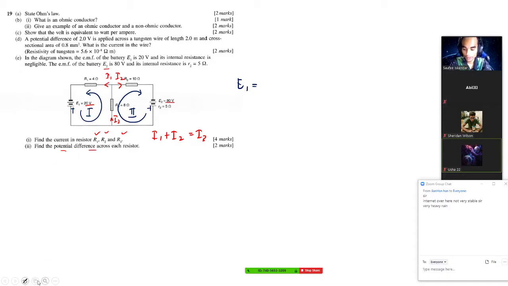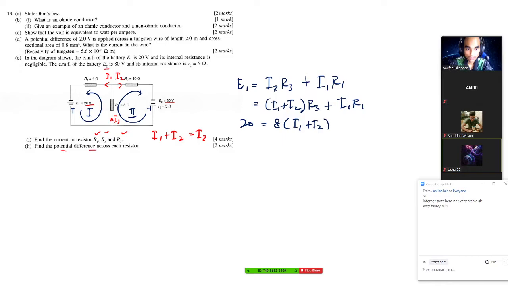So we continue with the equation: E1 equals I3 R3 plus I1 R1. And you know that I3 is actually I1 plus I2, so (I1 plus I2) R3 plus I1 R1. So you have 20 equals 8 (I1 plus I2) plus 4 I1. We end up with 5 equals 3 I1 plus 2 I2.